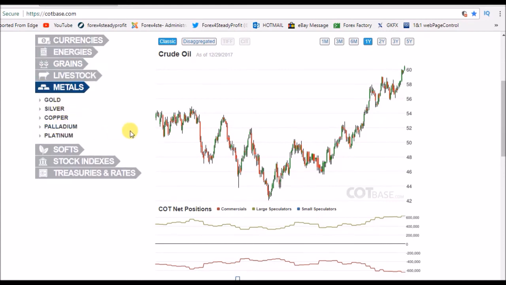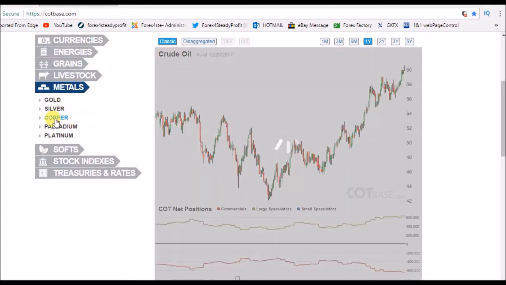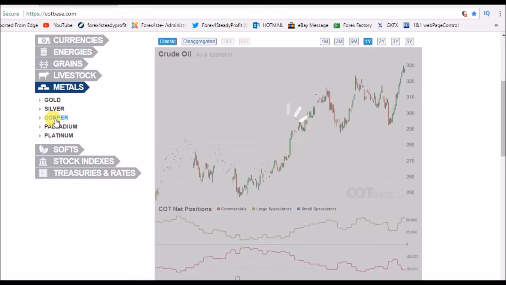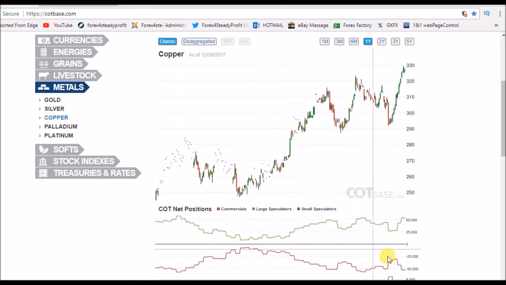Metals. Now, one of the metals I think particularly interesting this week is copper. The commercials have taken a very bearish position on copper, and we've seen quite an increase in price over the last few weeks. It started to top out around the 33 mark. So we'll see where that goes, but I am expecting this to take a bit of a tumble. Might be interesting just to watch it.